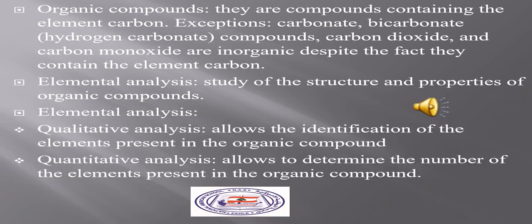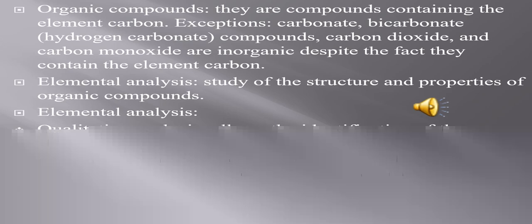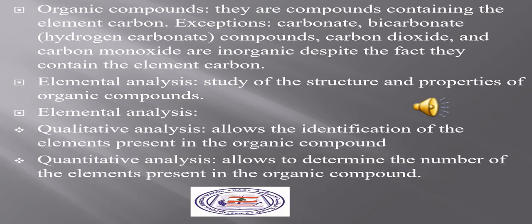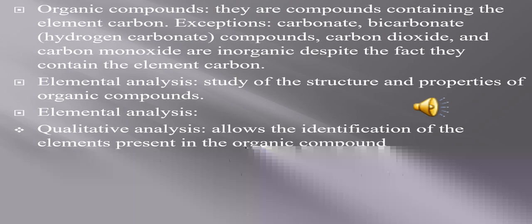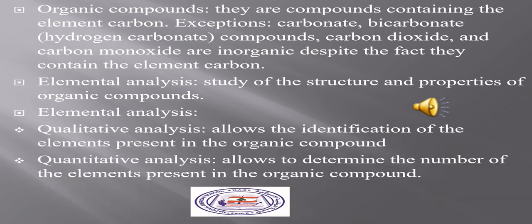So the qualitative analysis only gives you information about the type or the kind of atoms that you have in the organic compound. Now when it comes to the number of those atoms in the compound, you are doing what we call quantitative analysis. So the quantitative analysis allows us to determine the number of the elements present in the organic compound.